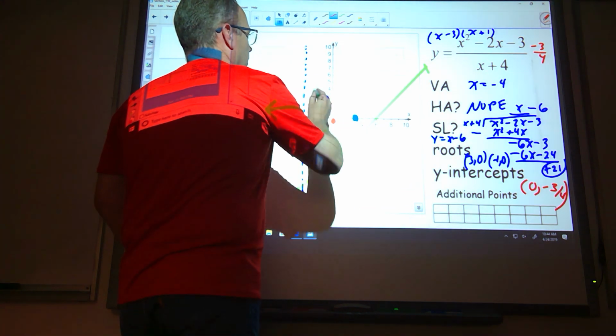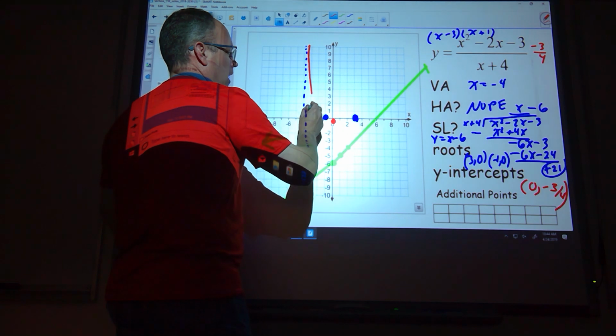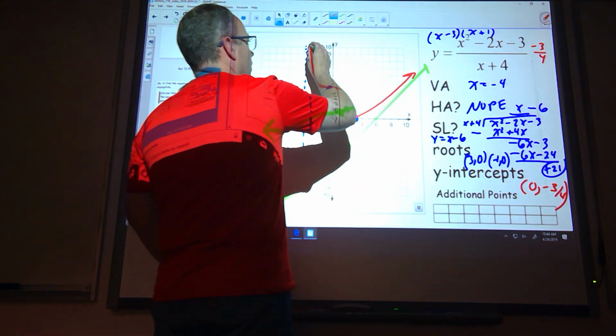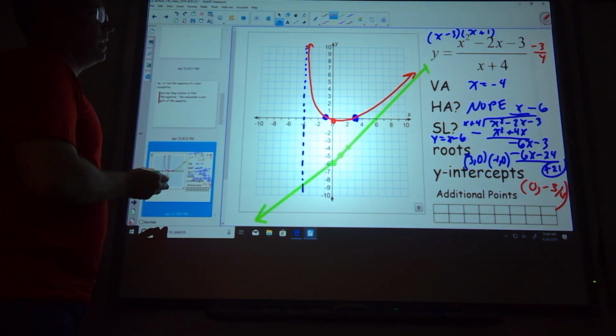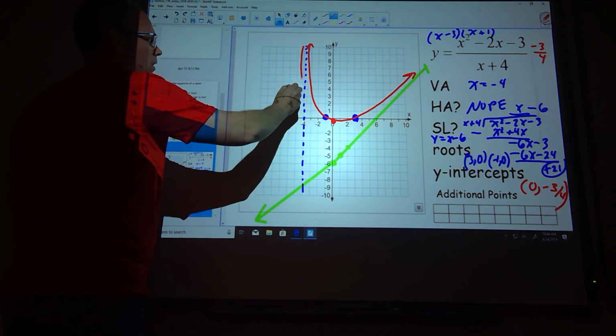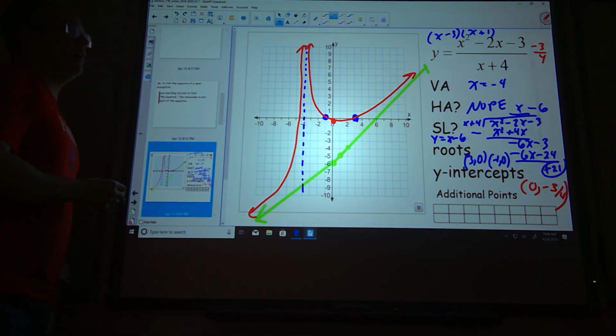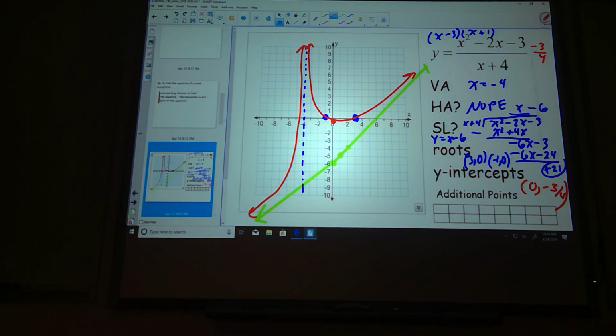Somewhere in there. So this is going to come down, dip down below. It's going to do that. And then this side is going to do this. Notice how as I go to the right, it approaches the green. As I go to the left, it also approaches the green. That's what it looks like.